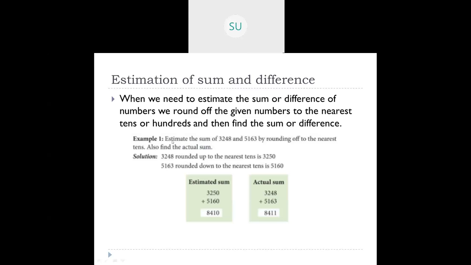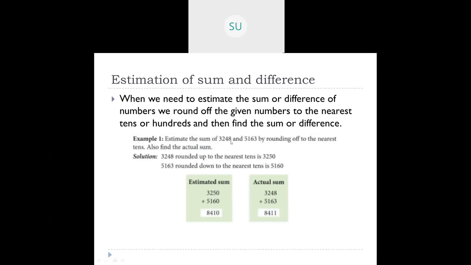Now here they have told us to estimate the sum of 3248 and 5163 by rounding off to the nearest tens. Also find the actual sum. So first let us round off the numbers to the nearest tens.